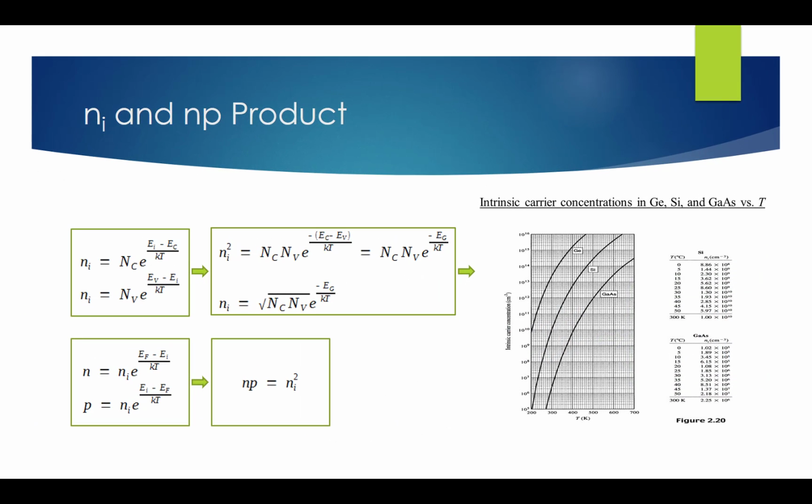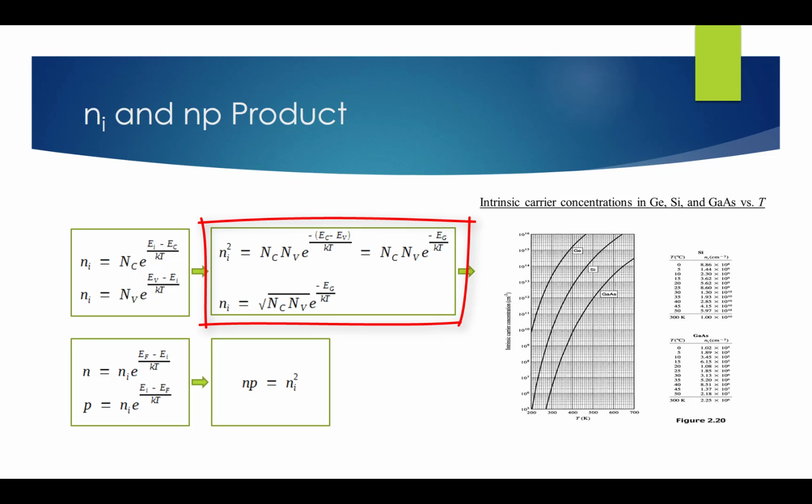As seen from the last slide, the intrinsic carrier concentration n_i is commonly used in the evaluation of the carrier concentrations n and p. We can get even further relationships involving this important material parameter n_i. We can multiply the corresponding sides of these two n_i expressions and obtain the n_i expression in terms of N_c, N_v, and energy band gap, E_g.